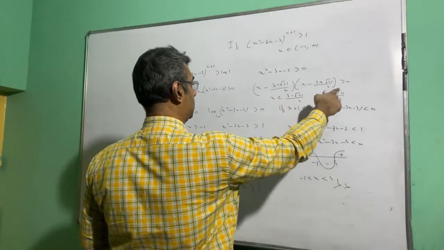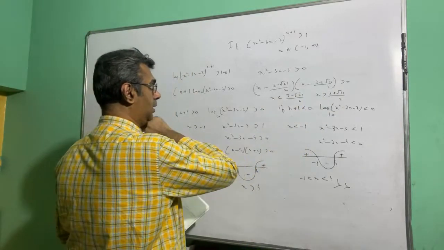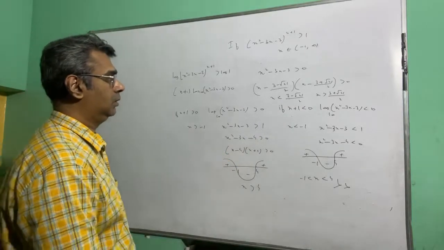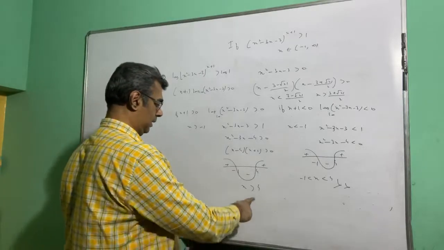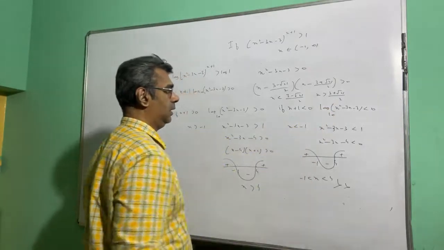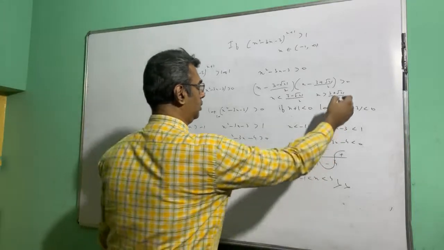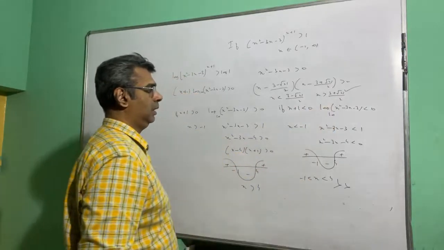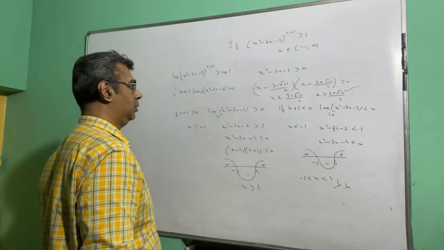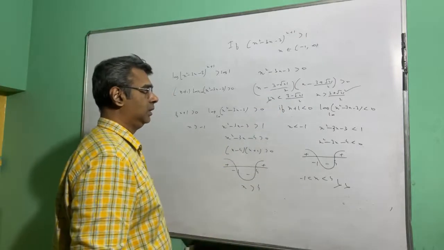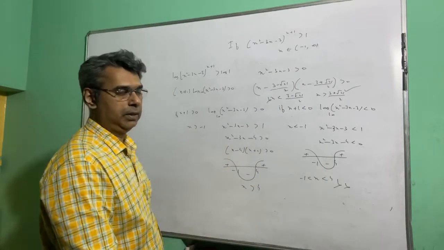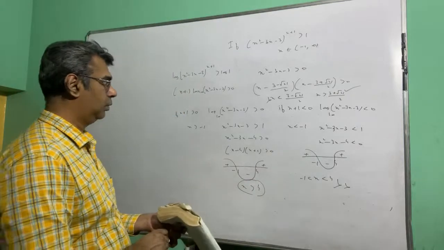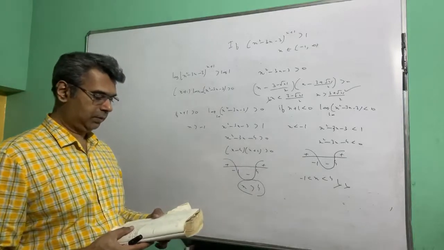So this product positive will happen either when x is this or x is that, and meanwhile x has to be greater than 4. So if something is greater than 4, it is automatically greater than (3 plus root 21)/2. Since x is greater than 4, this part of the result is not coming into the picture. So the final answer of this sum is x greater than 4. So this is the way to do this type of a question.